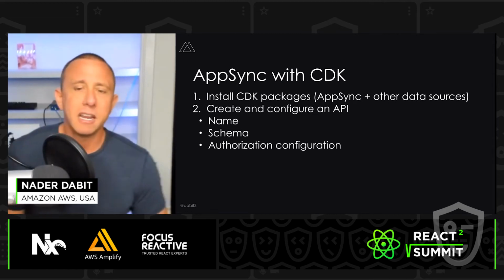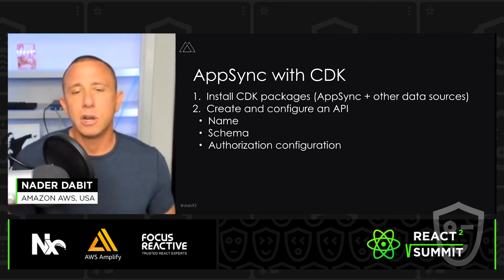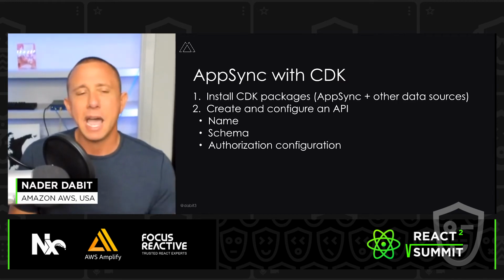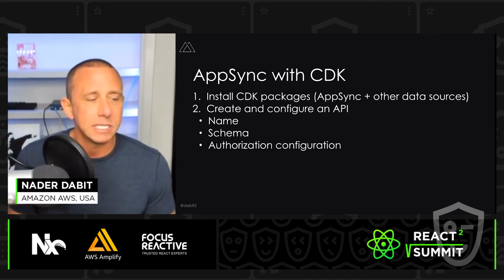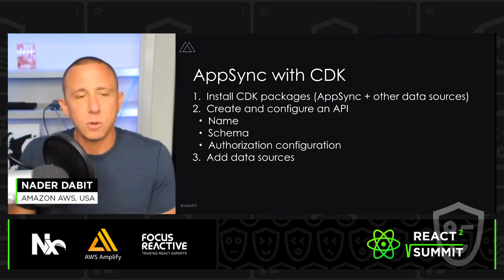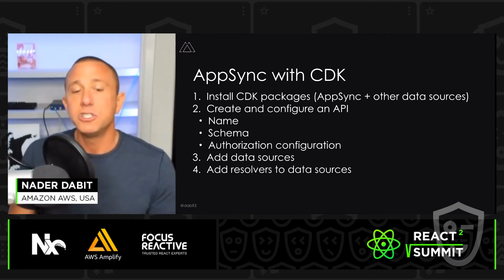You'll then create and configure the API in code. So you'll give the API a name, you'll set your GraphQL schema, and then you'll set some base authorization configuration. And for the API that we're going to build, we're going to be setting the base authorization configuration as public. You then add data sources, and then you add your resolvers to those data sources.